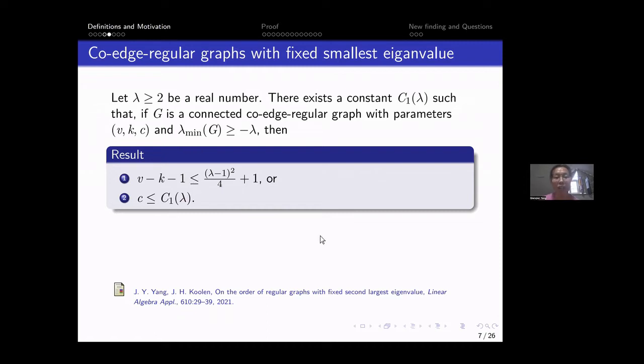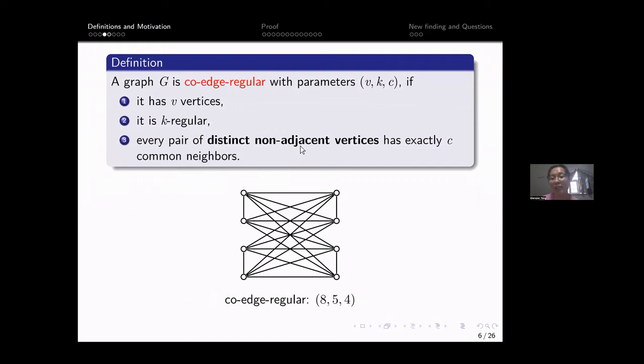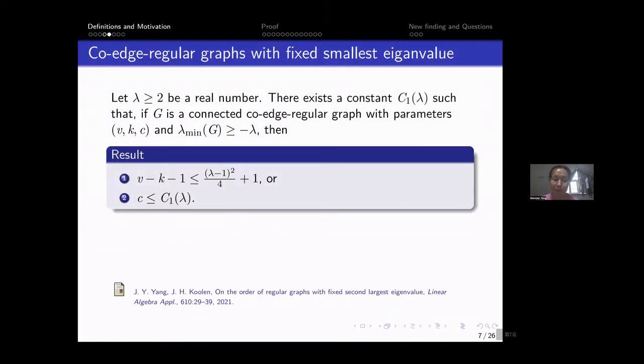In this talk, we studied a more generalized, larger class of graphs, because in the definition of co-edge regular graphs, condition 3 says that every pair of distinct non-adjacent vertices has common neighbors. It says that such a graph must have diameter at most 2. So we want to study a wider class of graphs. So we generalize condition 3 and get new graphs.